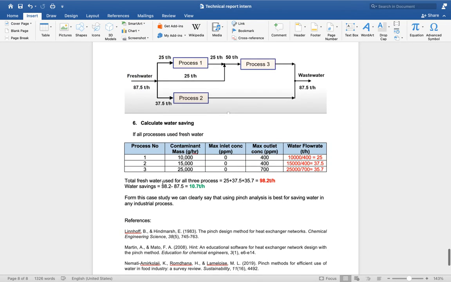We calculate the water flow rates. From this, our fresh water use for all three processes is 98.2, compared with our values. When we compare these two, we get 10.7 tons per hour of water saving. So instead of using fresh water, we can use this pinch technology method. We can calculate the water integration by pinch technology so that we can save some water. This is water integration.